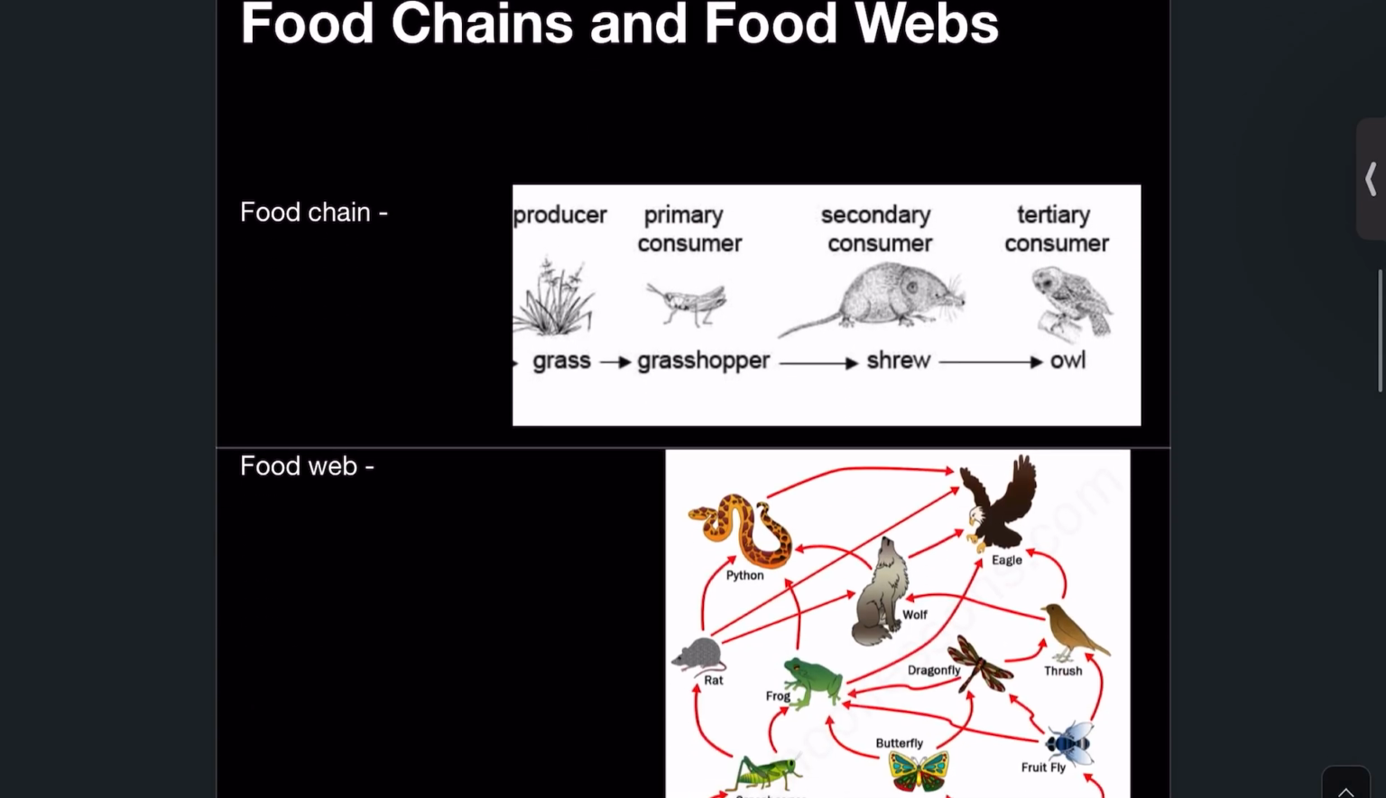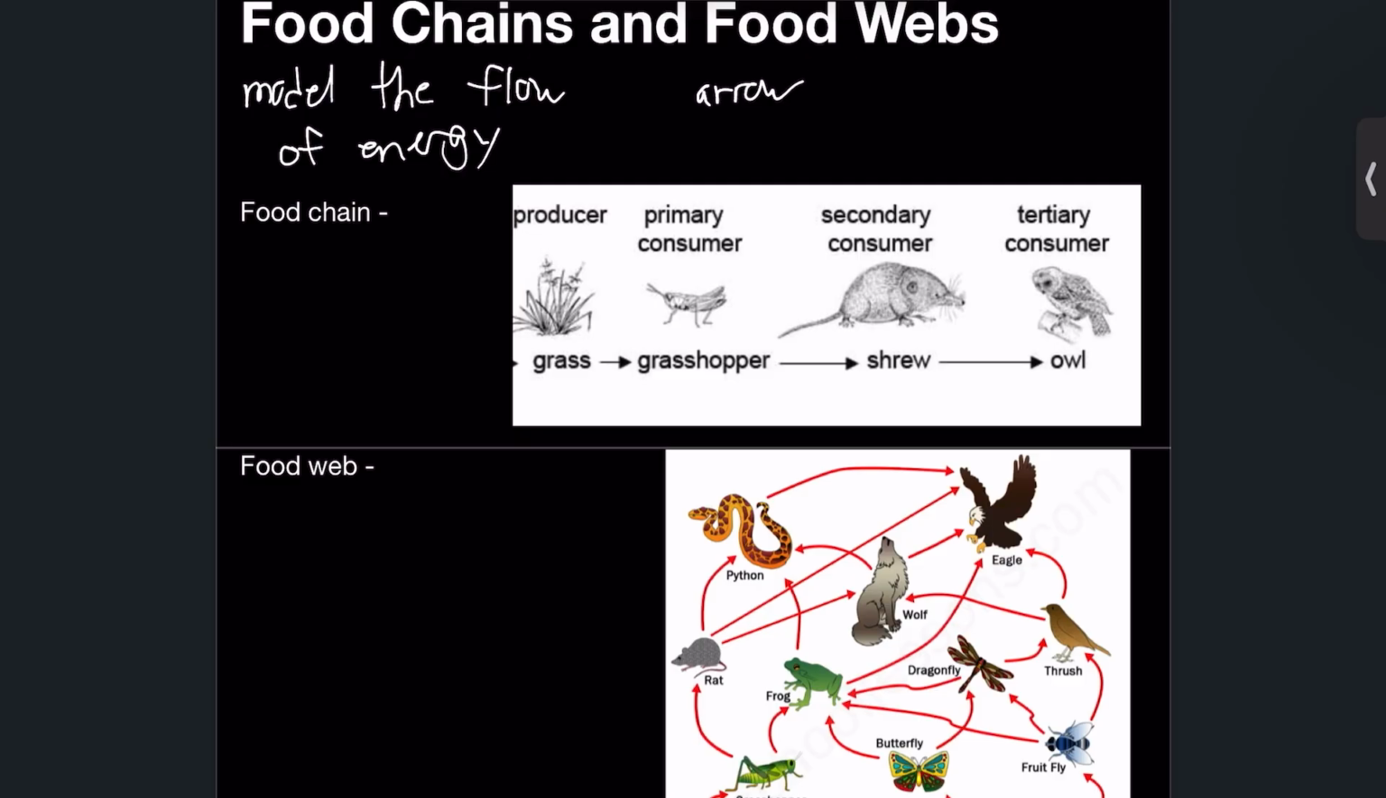Now we're going to look at food chains and food webs. So these have a key role, and they help us understand how the energy is moving throughout an ecosystem. So their role is to model the flow of energy throughout an ecosystem, between different organisms. And the arrows that you see in this represent the direction of energy flow. So arrows are energy flow.